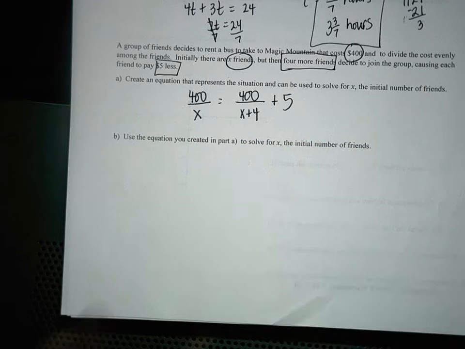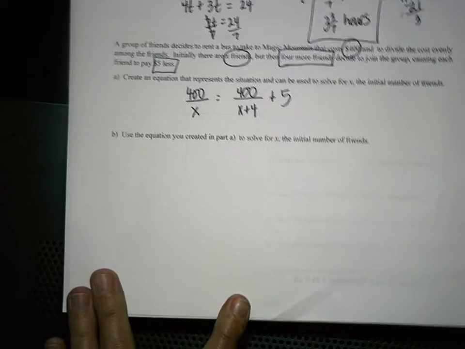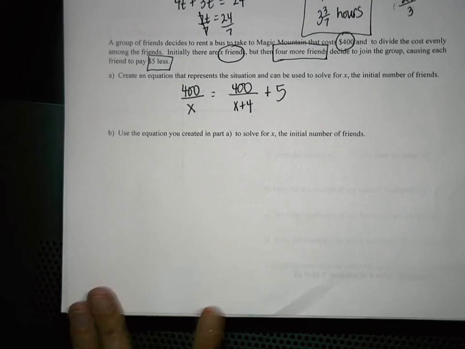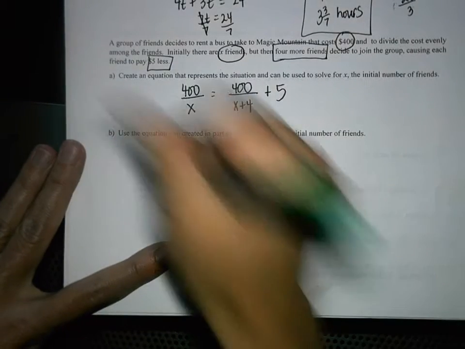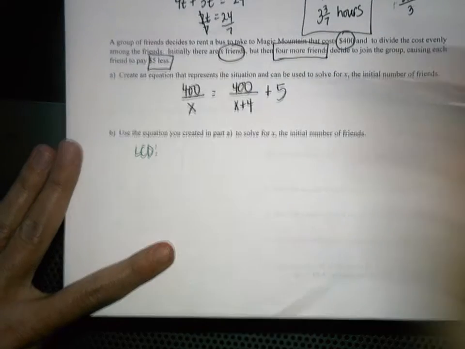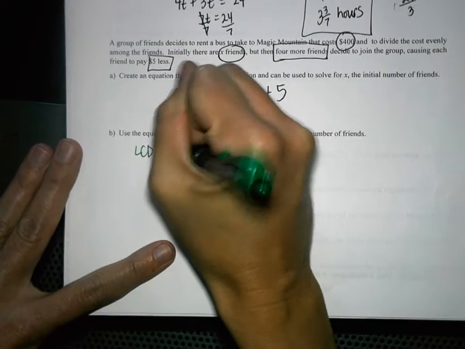So now we're going to solve it. That's it. We have our equation. Now we need to figure out how many people were initially there. In order to solve this, what will I do first? Good. What will be my LCD for this problem? X plus 4. Very good. X and X plus 4.